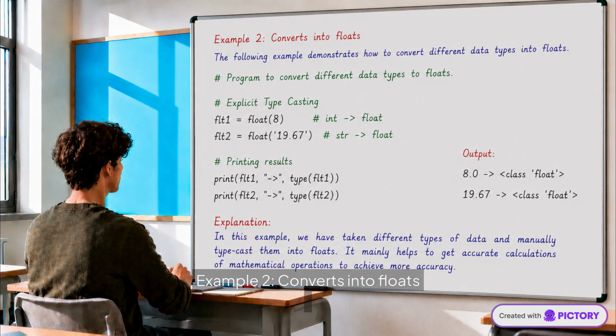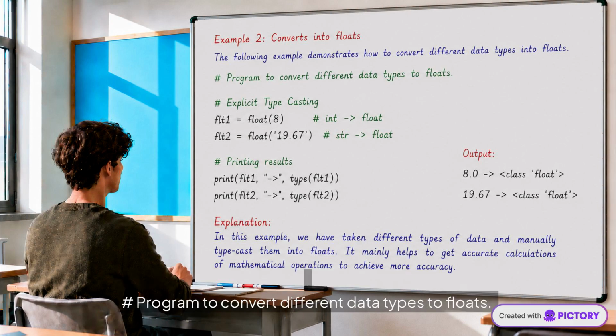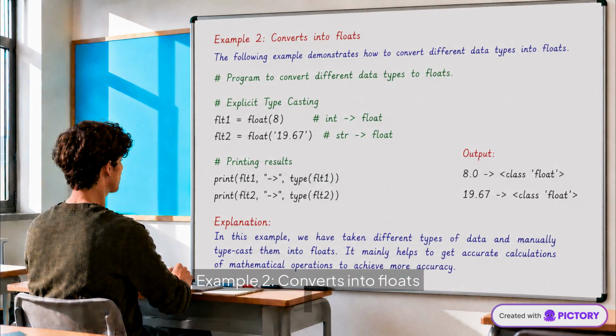Example 2. Converts into floats. The following example demonstrates how to convert different data types into floats. Program to convert different data types to floats. Explicit typecasting: flt1 = float(8), # int to float; flt2 = float('19.67'), # str to float. Printing results: print(flt1), print(type(flt1)), print(flt2), print(type(flt2)).